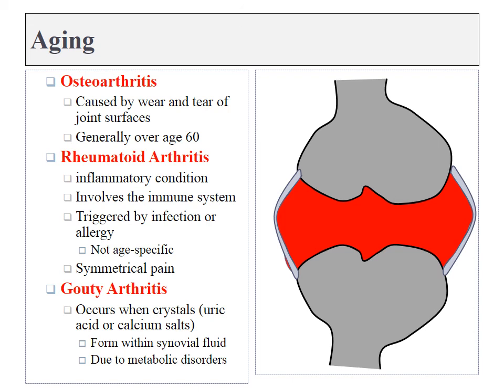Lastly is gouty arthritis. This is caused by any number of metabolic disorders where crystals of some sort of waste product show up in the synovial fluid. And crystals do not act as a good lubricant, and this can do damage to the bone and cartilage tissue here.